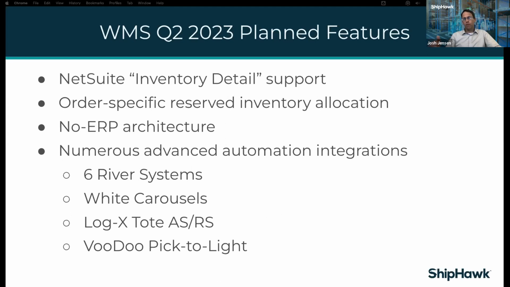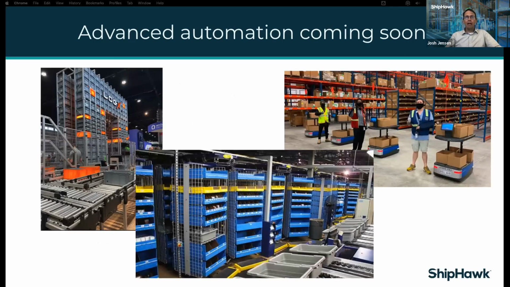And then also, as I mentioned on one of the previous slides, integration with different advanced automation platforms, 6 River Systems, I already mentioned, white carousels, LogX, and Voodoo. Here are a couple of slides of some of those automated picking solutions. The one on the right is different cobots that go along with the picker around the warehouse floor. So we are streamlining and integrating directly with some of these solutions for those of you that are planning to automate your warehouse in these ways.